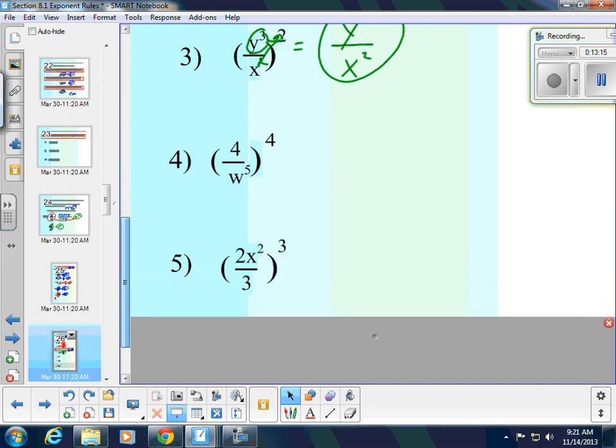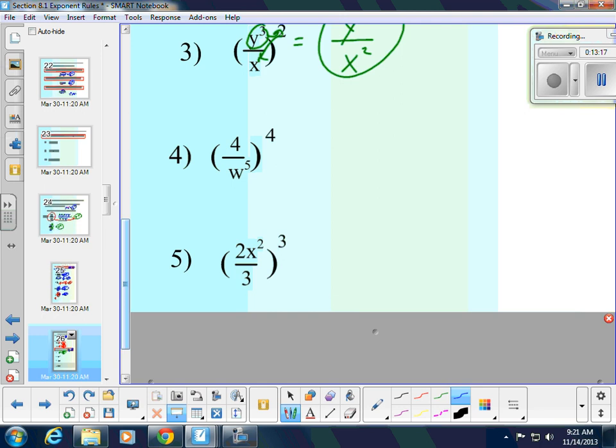Number 4, similar. Again, in parentheses, I have 4 divided by w to the 5th, and all that is to the 4th power. So I can just apply each of those things separately to the 4th power. So I can get 4 to the 4th over, and then it's w to the 5th to the 4th power. So I multiply those together, so I get w to the 20th power.